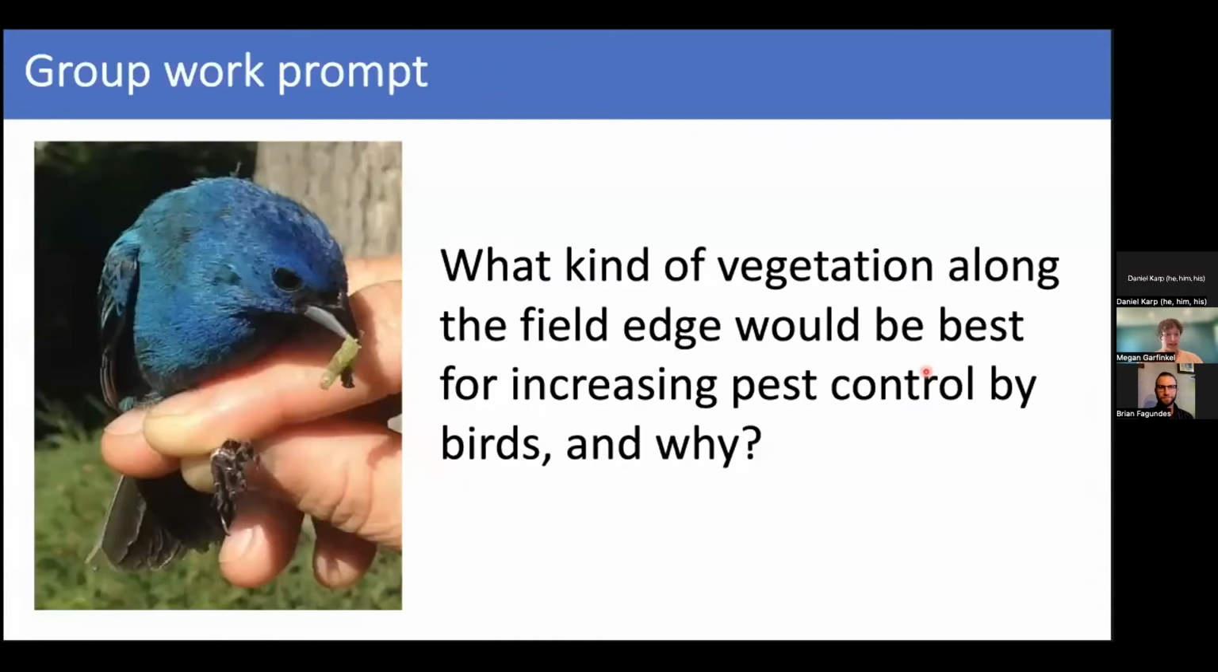All right, so what we're going to do now is we're going to try a little bit of just getting you guys talking to each other. So we're going to break you up into groups that are randomly assigned, and I'd like you all to talk just for about 3-4 minutes about this prompt. So what kind of vegetation along the field edge do you think would be best for increasing pest control by birds, and why? And feel free to talk about your individual experiences, observations, anything like that.